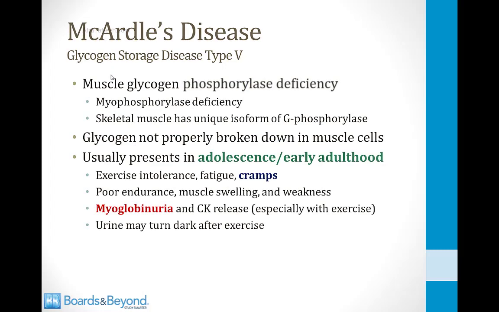The final glycogen storage disease we'll discuss is called McArdle's disease. It's also called glycogen storage disease type 5. This is a deficiency of the enzyme glycogen phosphorylase inside of muscle cells only. This enzyme is sometimes called myophosphorylase. Skeletal muscle has a unique isoform of glycogen phosphorylase, and that's what's deficient in this condition. As a result, glycogen cannot be properly broken down inside of muscle cells.